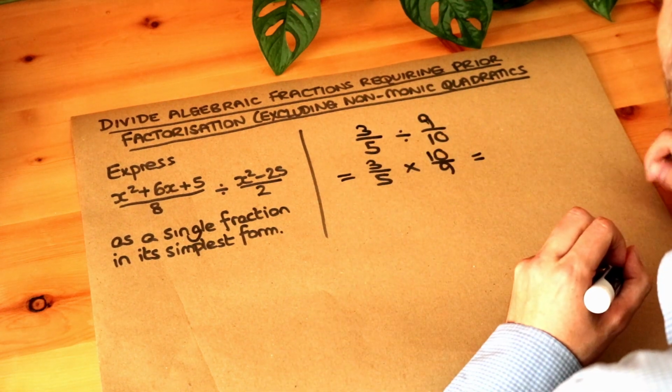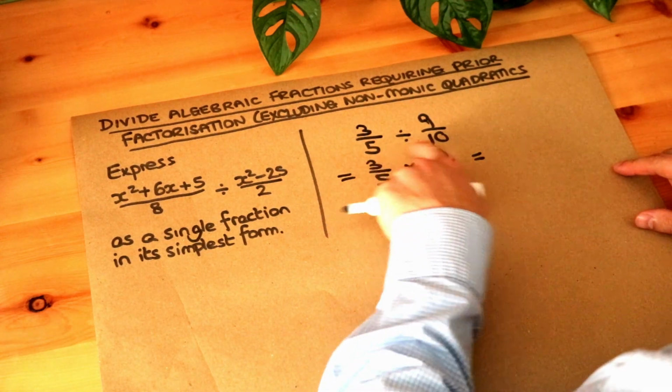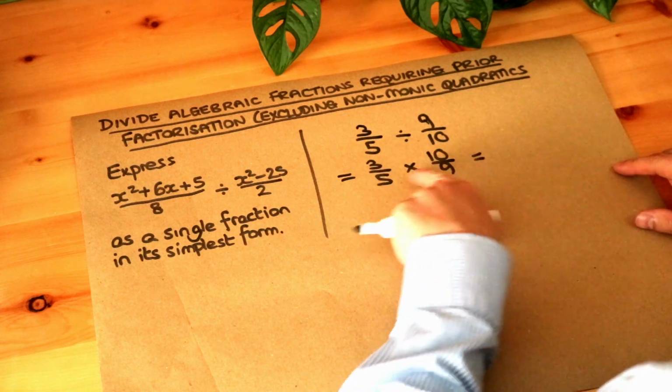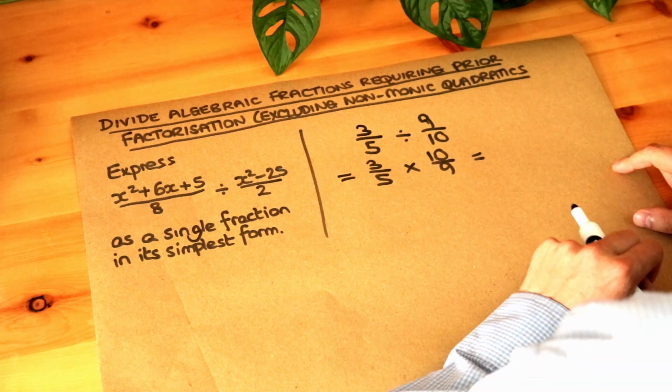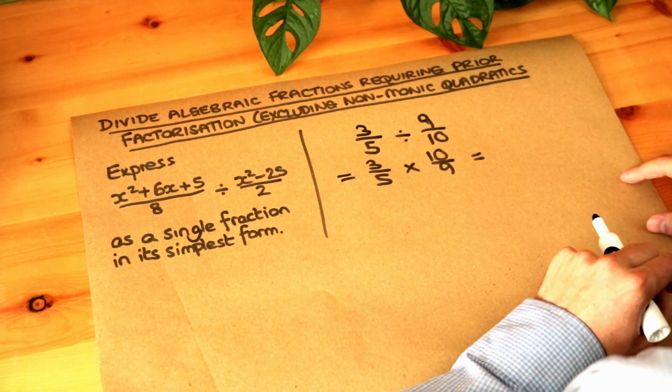And then remember, to multiply two fractions, you just multiply the numerators. You could do 3 times 10 is 30, and 5 times 9 is 45. You multiply the denominators as well. But do you remember that you can actually cross-cancel?